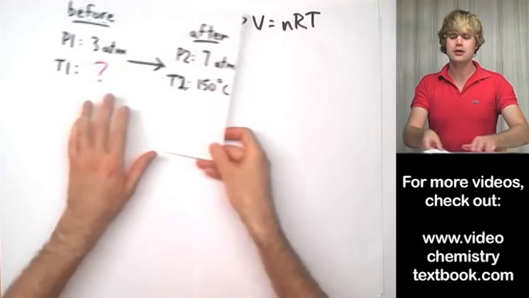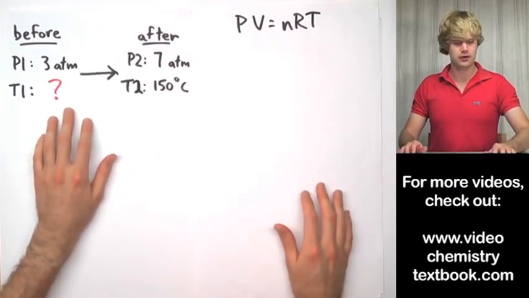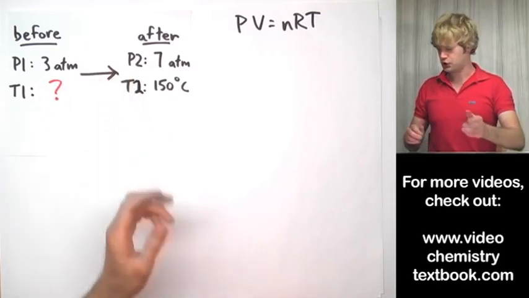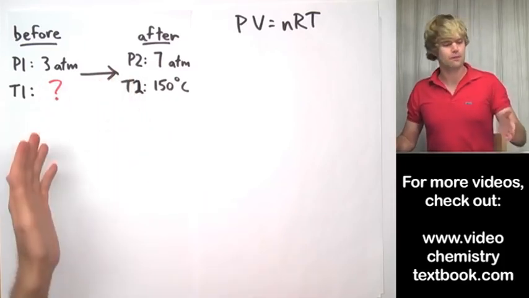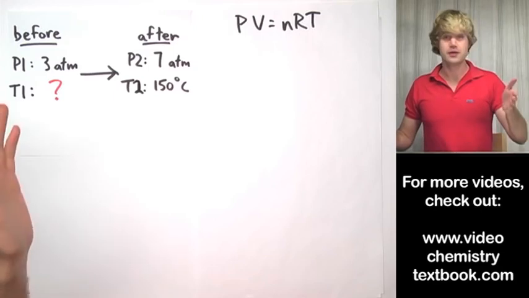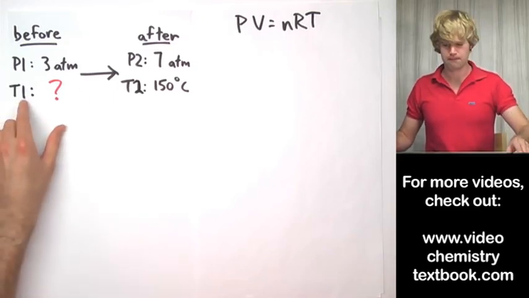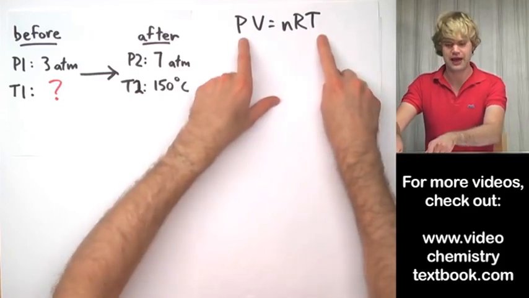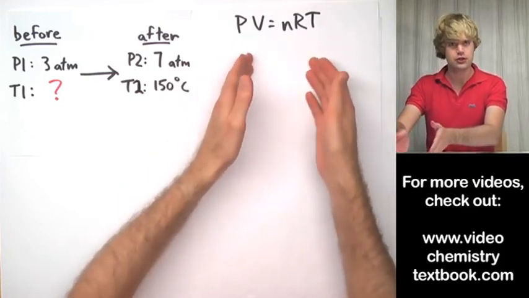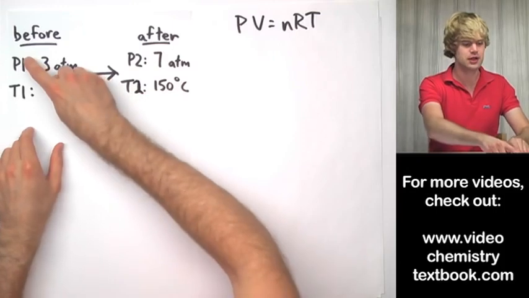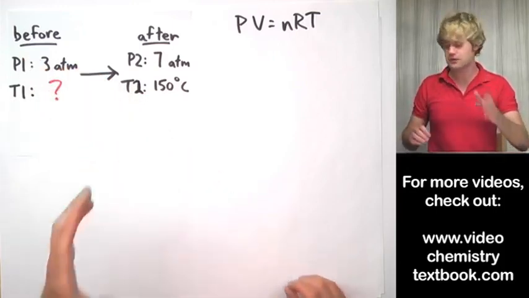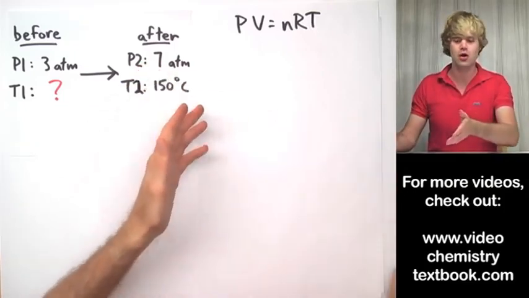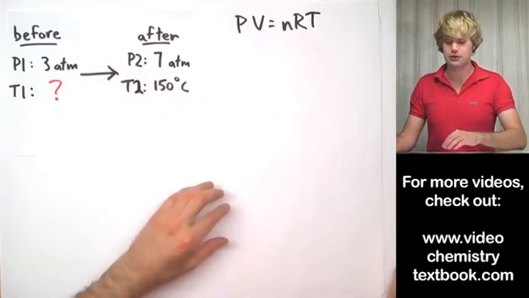So let's say that you're given a problem like this, okay? We have a before and after, and pressure and temperature are both changing. So we look at the variables we're dealing with, as I just said, pressure and temperature. And what I want to do is take PV equals nRT, the ideal gas law, and rearrange it so that the variables I'm interested in, pressure and temperature, are by themselves on one side of the equation. Doesn't matter which side it is. Okay? So pressure and temperature.